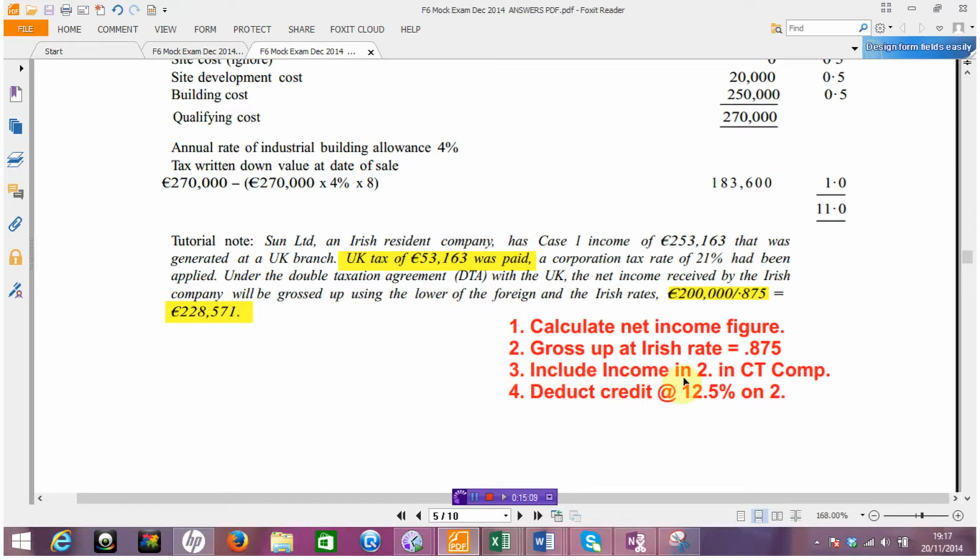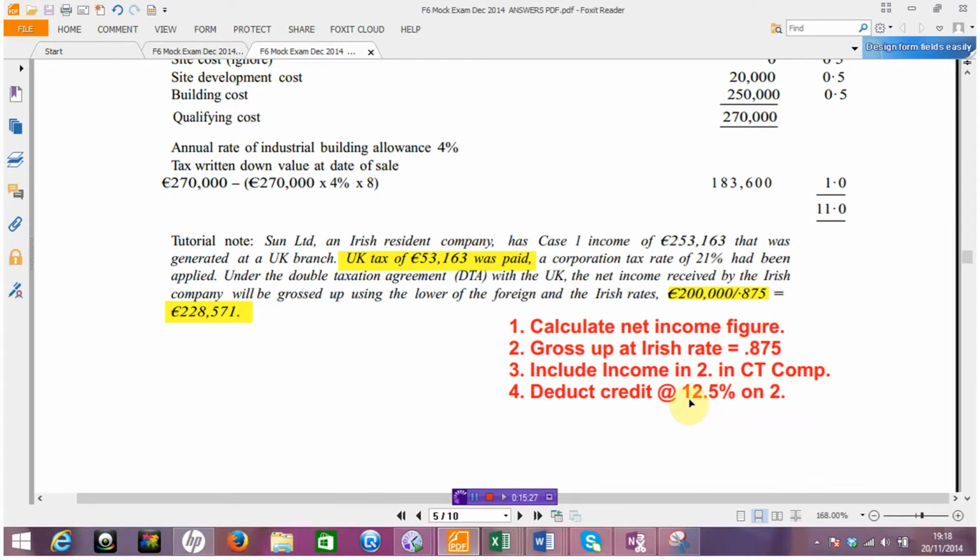The next thing that we do, and you'll see below, is that we include this amount in the computation, this 228, because that's not really our taxable figure, as it were. And the next thing that we do is to deduct the DTR, and the DTR is obviously based on the lower Irish tax rate, which is 12.5%.